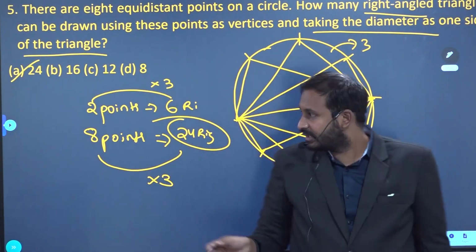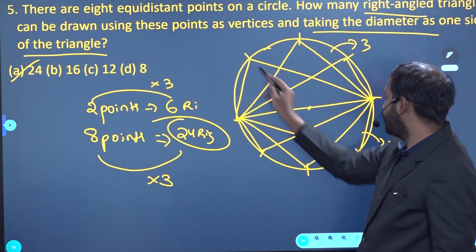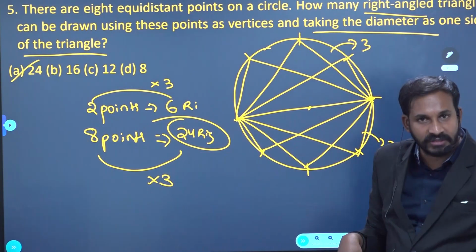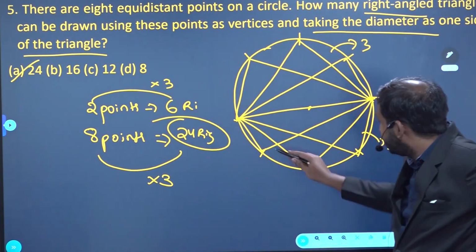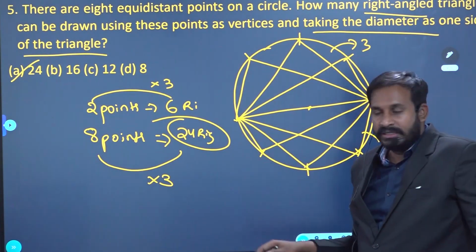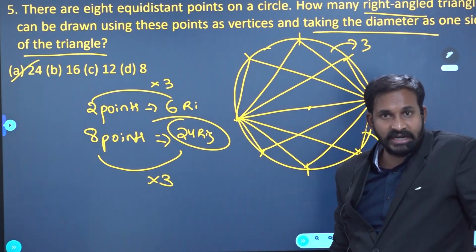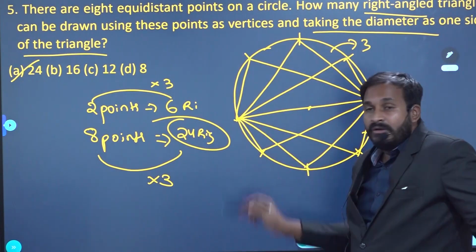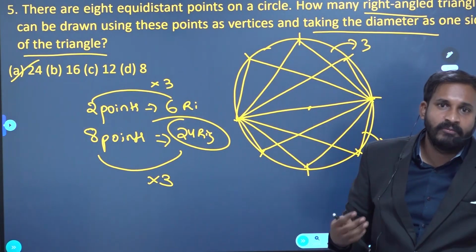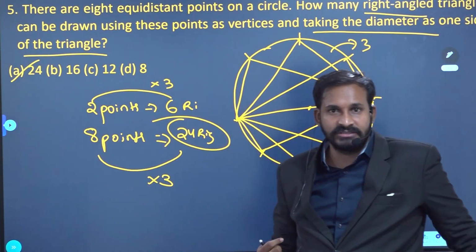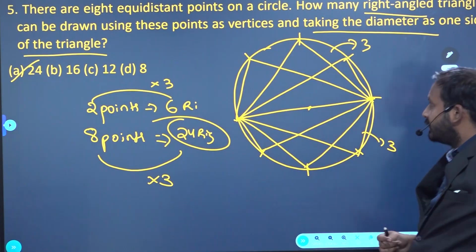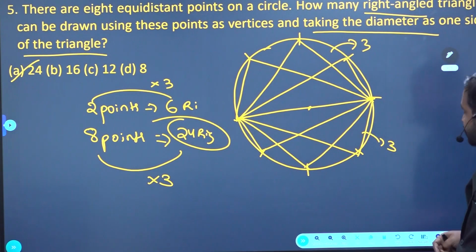Why? Because here I have taken these 2 points. If I take another 2 points, the same thing will happen there also, right? That means between every 2 points, I will have 6 right angle triangles. So from 8 points, how many pairs can I make? 4 pairs of 2 points each. Right? Understood? Right. We will see the next one.